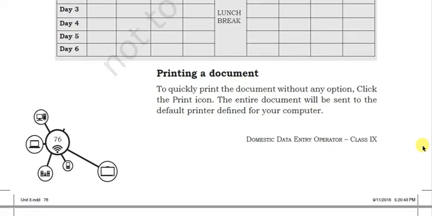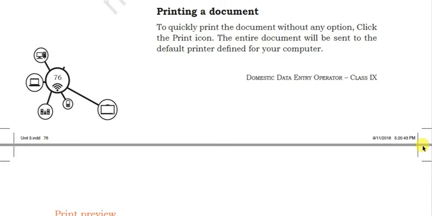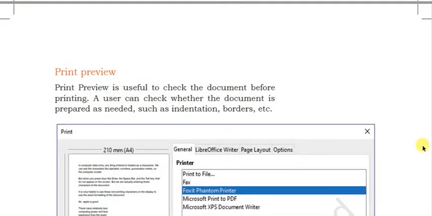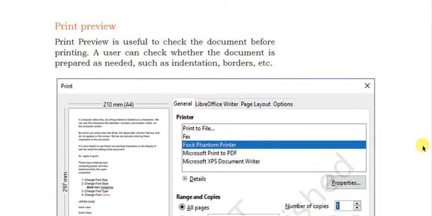So if you want to print the document very quickly without any dialog box and option, just click the print icon, and here the entire document will be sent to the default printer defined for your computer. Okay, but if you do not want the entire document to be printed, you want only 2-3 pages or a single page like this, then you should select some other options. What are the other options?